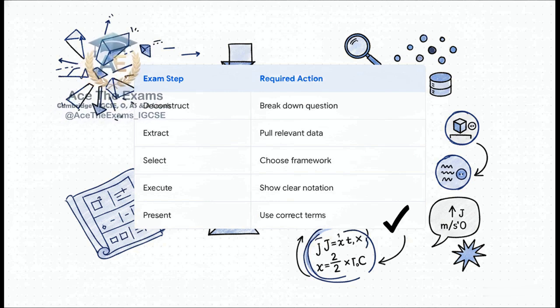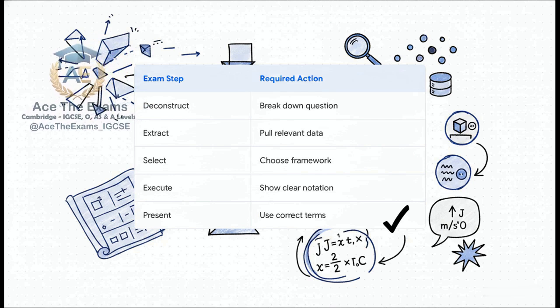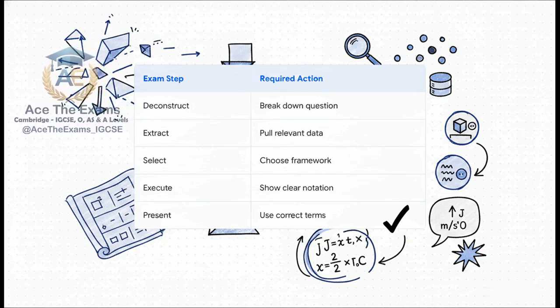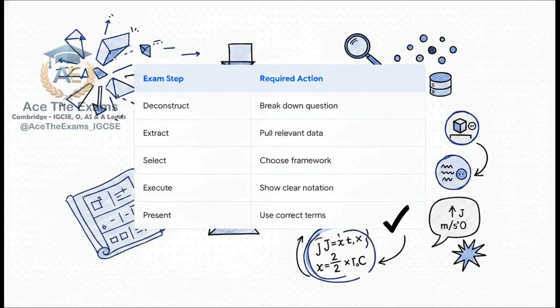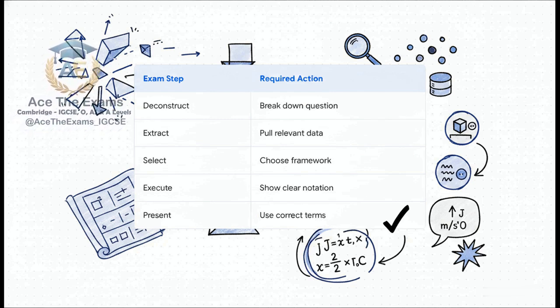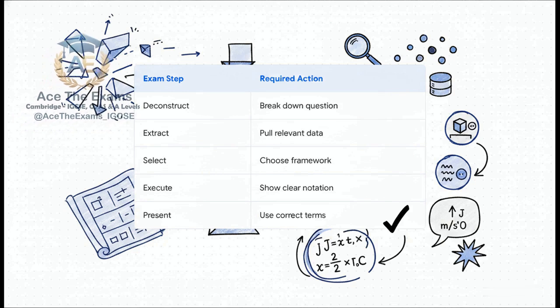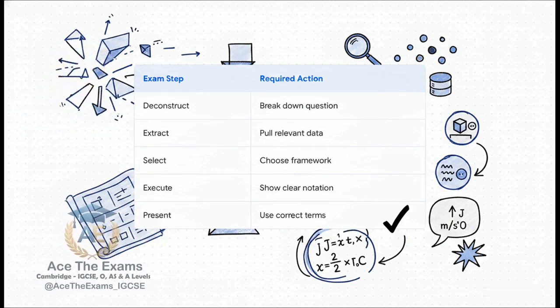First, deconstruct. Break down the question's command words. Second, extract. Pull only the high-value data. Third, select. Choose your precise analytical framework. Fourth, execute. Show your clear, undeniable mathematical notation. And finally, present. Plate it up with the exact correct terminology and units. This 5-star methodology absolutely guarantees compliance with assessment objectives across every single cognitive domain Cambridge throws at you.